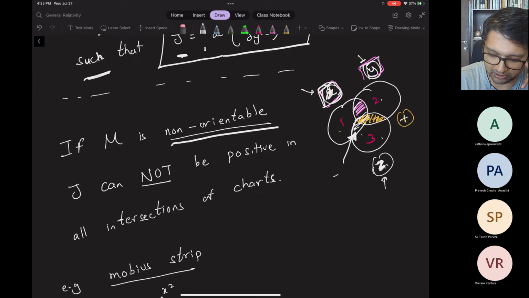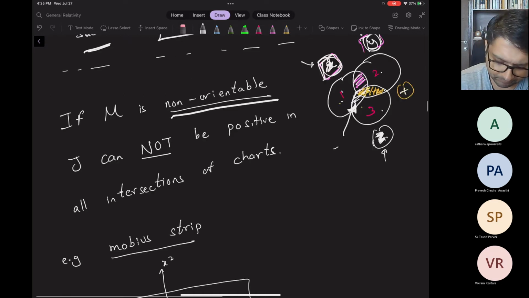So I just have to ask, do X and Z define the same orientation on the intersection of 1 and 3? And we might find that it does not. The Jacobian is not positive everywhere; maybe at some points it's negative. So in this case, we say that M is non-orientable. That is, J cannot be positive in all intersections of charts.